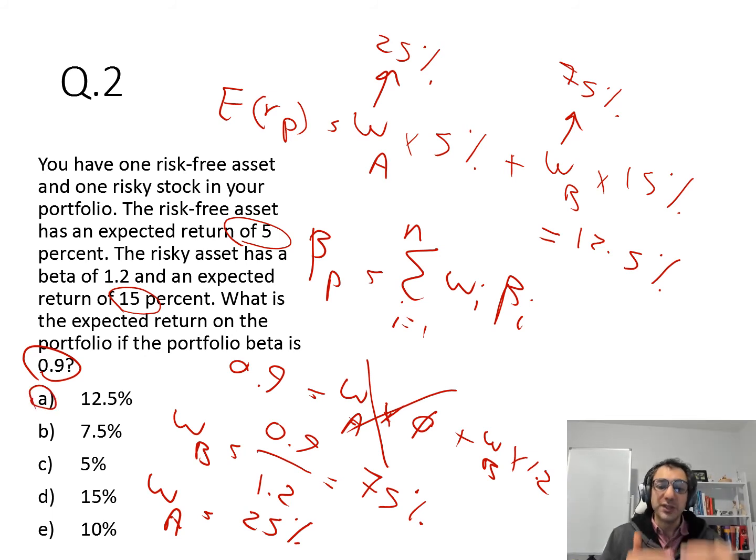So it was a kind of two-step process. First, we're required to calculate the weights using the portfolio's beta, and then we use the portfolio's expected return formula to find the expected return on this portfolio. So let's look at the next question.